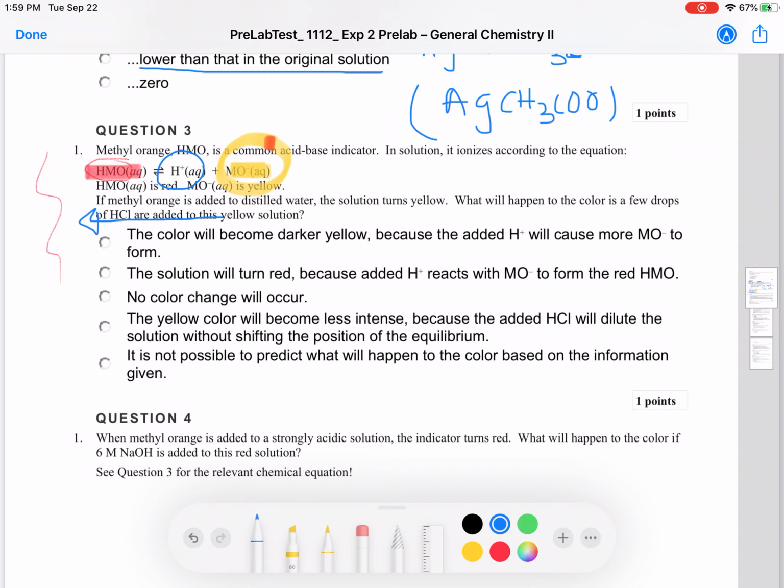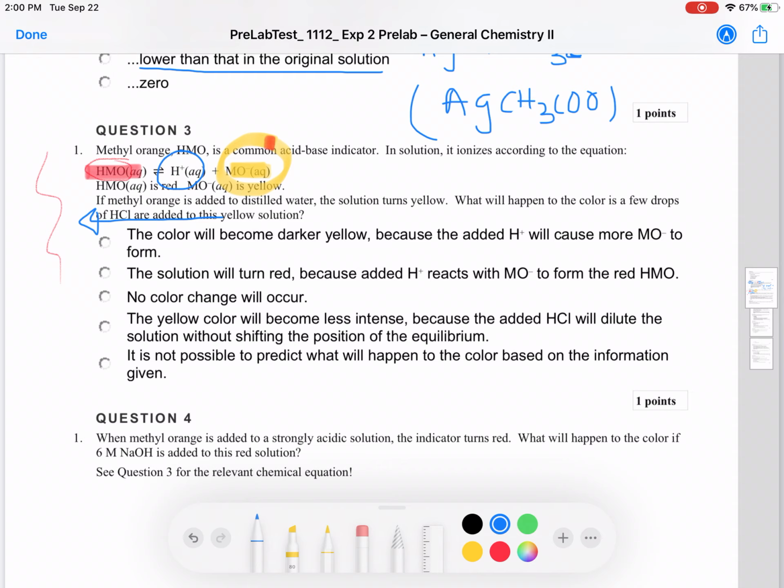Okay, so basically the reaction will now become red. The color will not become darker yellow; the solution will turn red. So the second choice: the solution will turn red because added H plus reacts with MO minus to form the red HMO. Okay, so the solution will turn red. So that is how Le Chatelier's principle works.